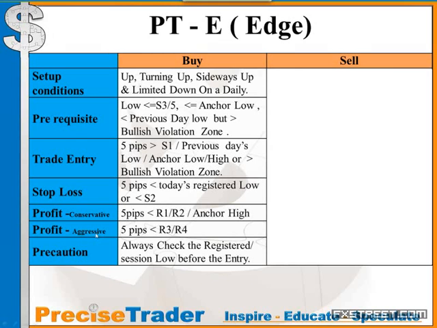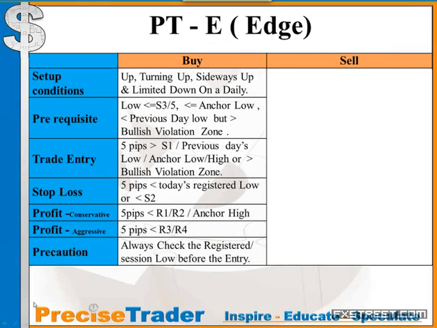Or if you are an aggressive trader, then probably you want to put in at 5 pips less than R3 or R4. Sometimes when you call yourself an aggressive trader, you may want to do some scaling in, scaling out, meaning you may want to book partial profit at one level, then another half at a different level.